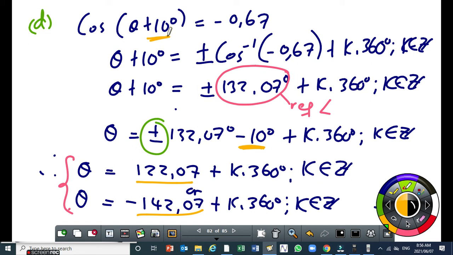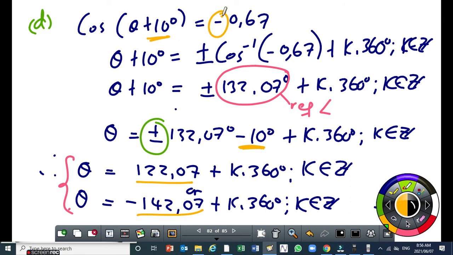If I were to ask you, in which quadrant is minus 142? Third quadrant. Okay? It's in the third quadrant. In which quadrant is 122? Second. And cos is what? Is negative. Second, third quadrant. So you just stop there. That's the answer. Yes. It's a general solution.